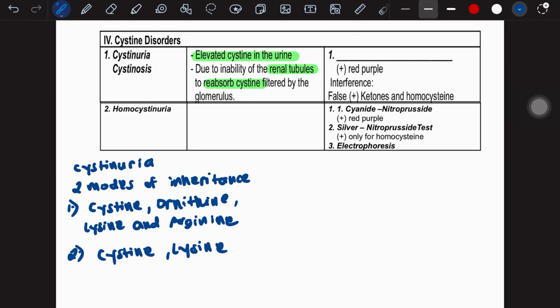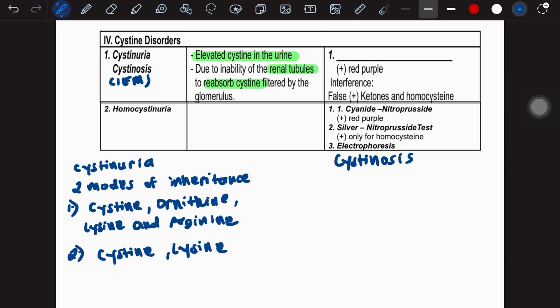Next one, what about our cystinosis? So for your cystinosis, this is an uninherited inborn error of metabolism. So this is due to the defect in the metabolism of your cysteine. So write here inborn error of metabolism.